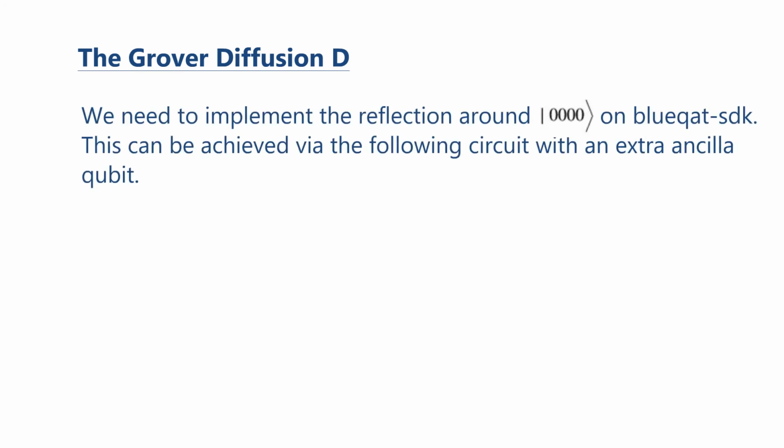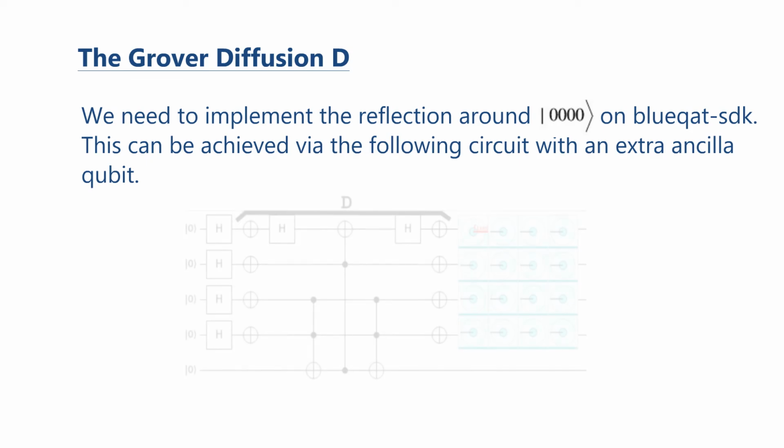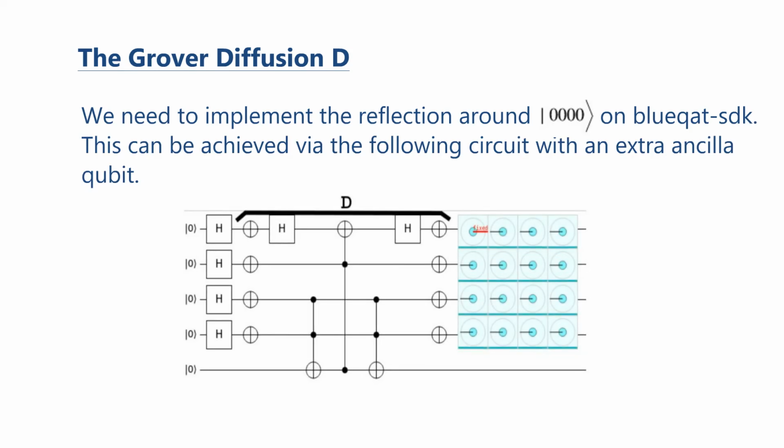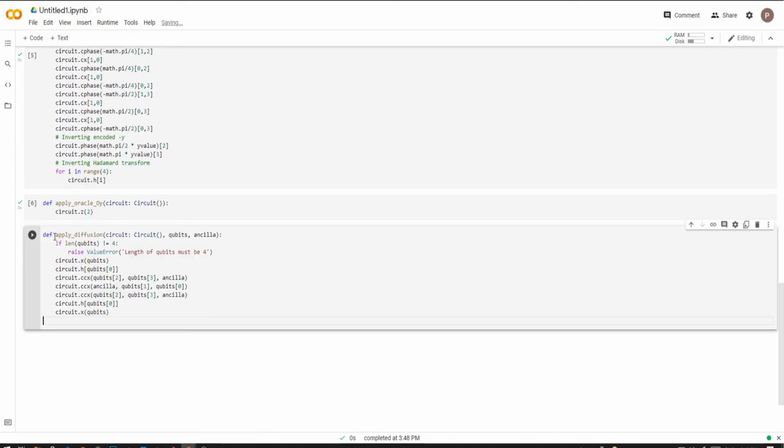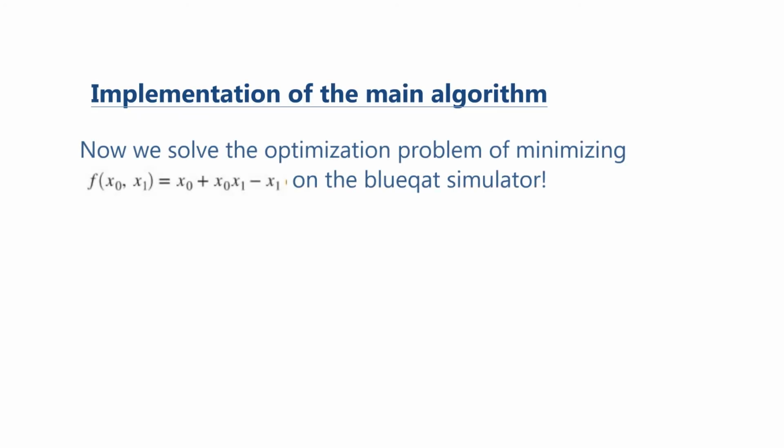We need to implement the reflection around |0000⟩ on the Blueqat SDK. This can be achieved via the following circuit with an extra ancilla qubit. Now we solve the optimization problem of minimizing f(x0, x1) equals x0 plus x0 x1 on the Blueqat simulator.